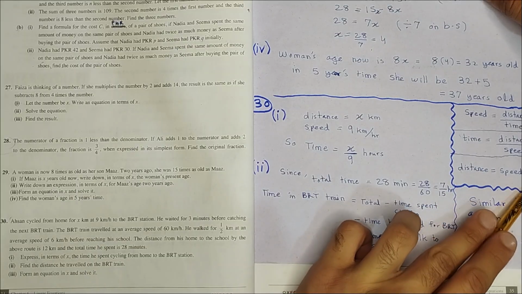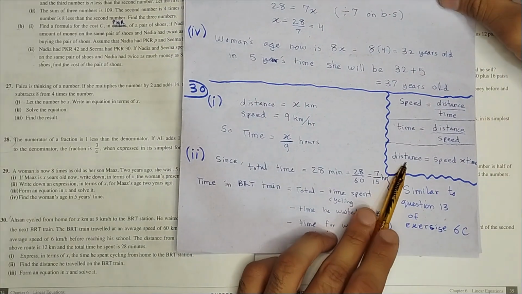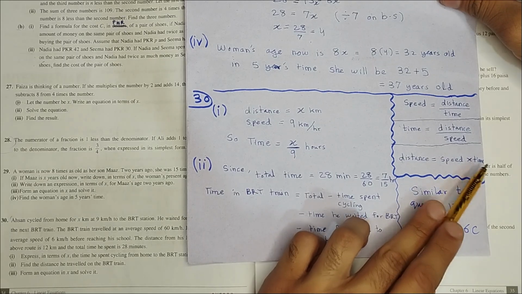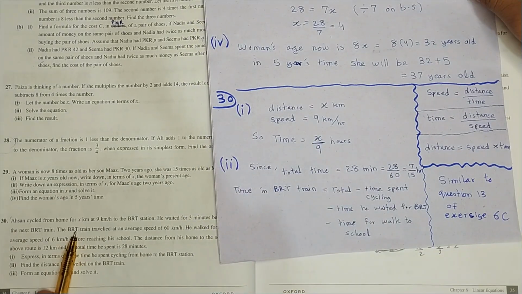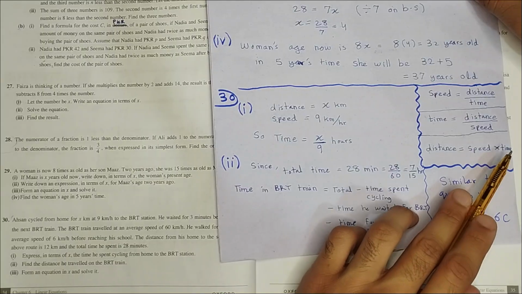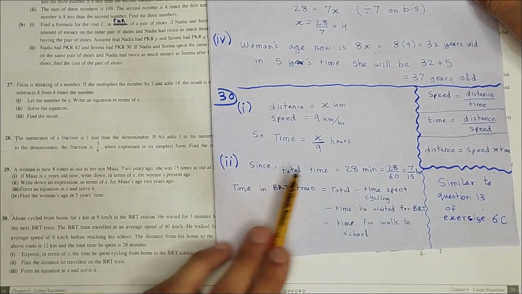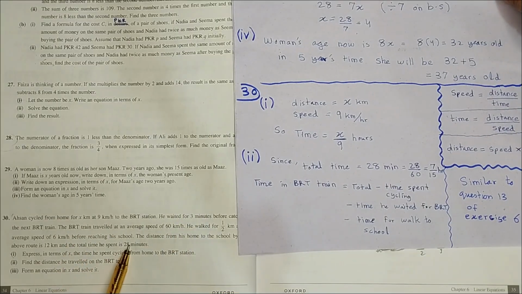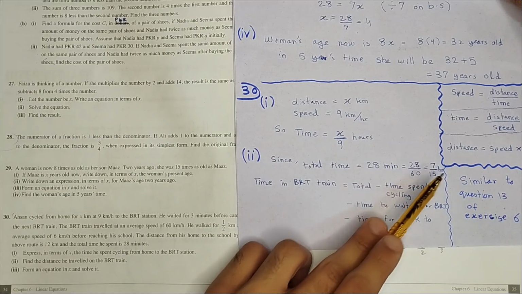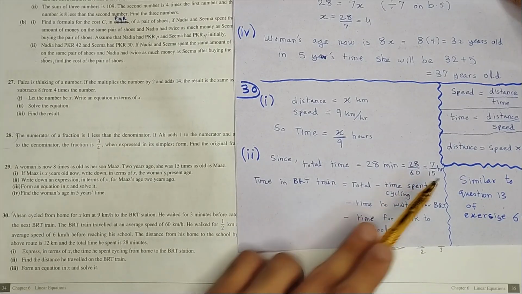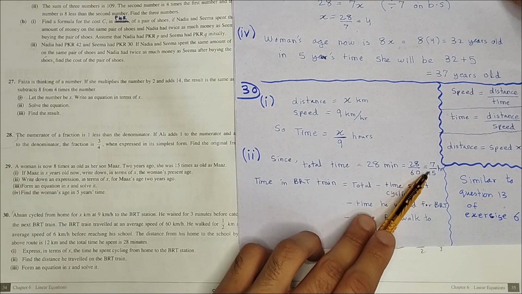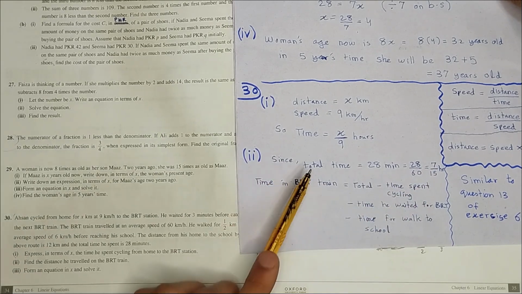Distance is equal to speed multiplied with time. We know the speed, but we don't know the time it took him in the BRT train. So for us to find the distance that he traveled in the BRT, we need to first find the time that he spent in the BRT. The total time is given to us. The total time is 28 minutes. We're going to convert those 28 minutes into hours. So 28 divided by 60 will give us the amount of hours that he spent, which is 7 by 15 hours.